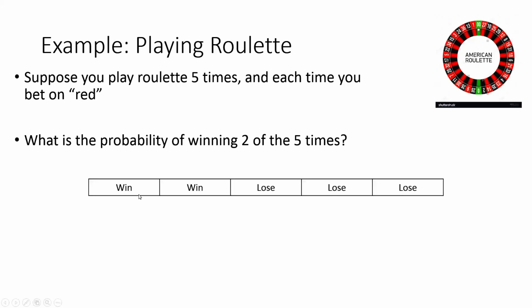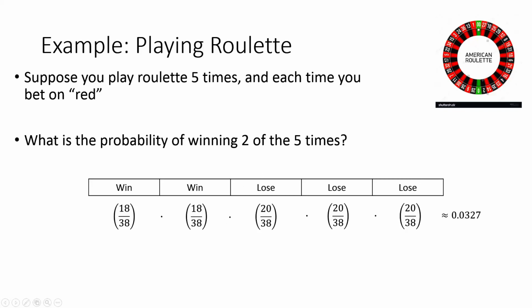You could think of that as 5 little slots here, right? So you could win, win, lose, lose, lose. And we know the probabilities of each of these happening, right? So that would be 18 out of 38, 18 out of 38, and then the losses are 20 out of 38, 20 out of 38, 20 out of 38. And they're all independent, so we could just multiply that together, and that'd be about a 3% chance.